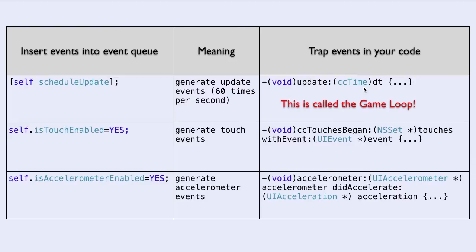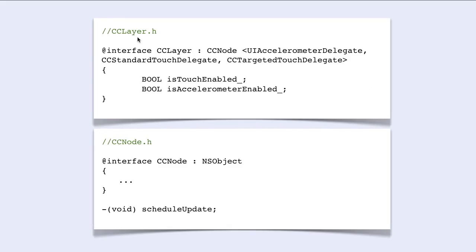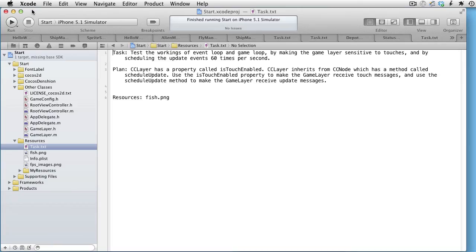I want to point out that it is in your layer that you write the code for handling the events. In fact, if you look at the cclayer.h, you will see that the properties for enabling the touches and also for enabling accelerometer are defined there. CCLayer is a child of the CCNode, which has the method scheduleUpdate. This means that your layer can receive that message. Let's now go to Xcode and make a little test to see how this works.